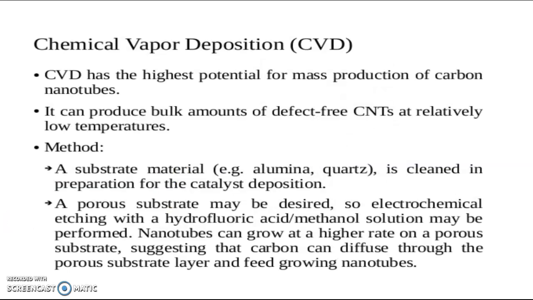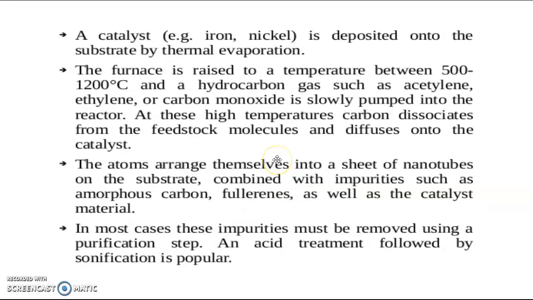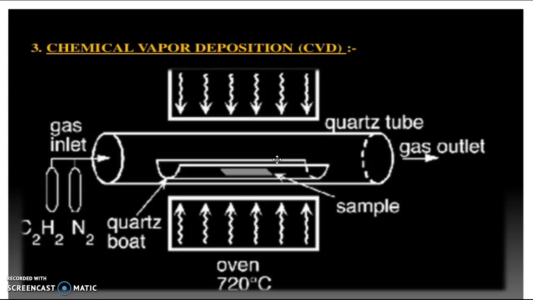And the third method for the preparation of carbon nanotubes is the chemical vapor deposition method. So these are the three important phenomena which explain the production of carbon nanotubes. In chemical vapor deposition, this is the apparatus setup. In this apparatus there will be a quartz tube. In the quartz tube there is a gas inlet and a gas outlet. We are using a gas, C2H2 and N2, and this is the inlet for the gas. This is the quartz board.